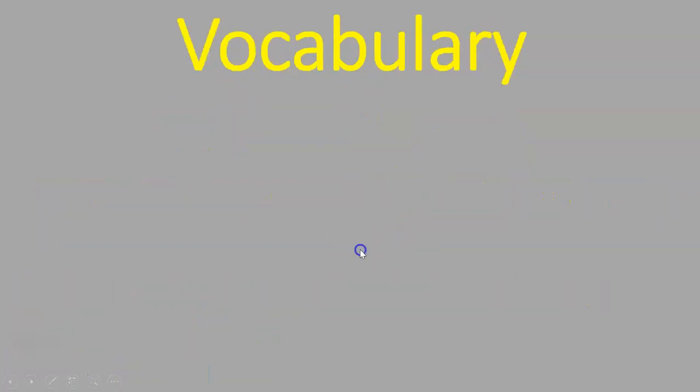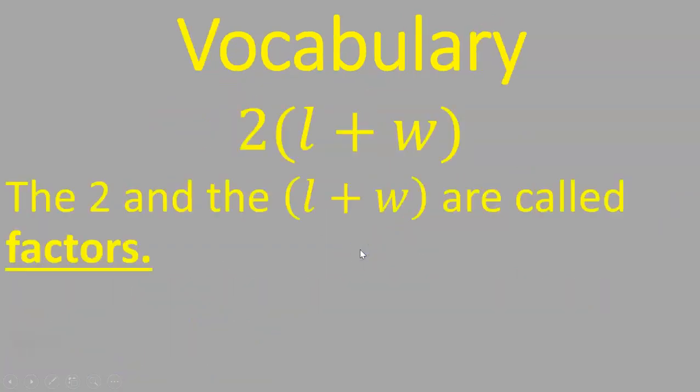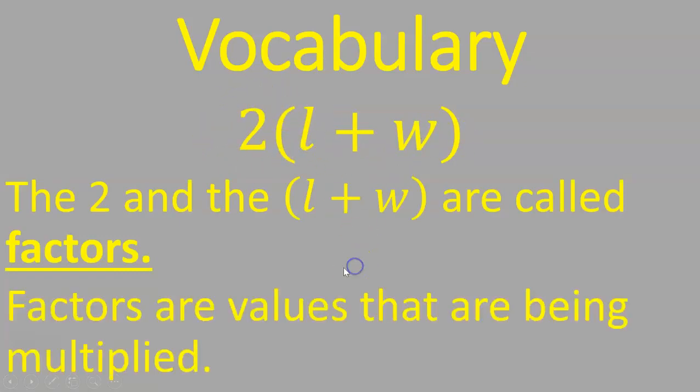You're also going to see the word factors some. Factors are things that are being multiplied together. So in this expression, 2 times parentheses L plus W, the 2 and the L plus W are called factors because you have a multiplication which separates them.